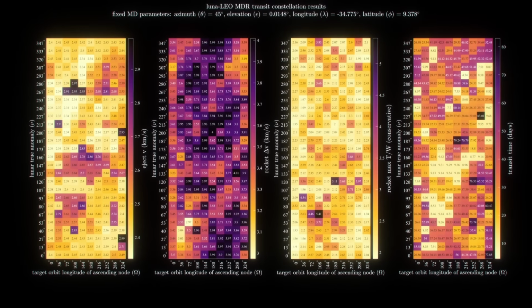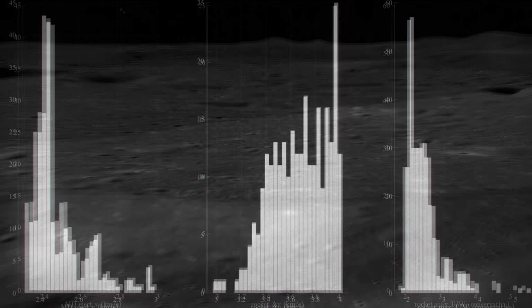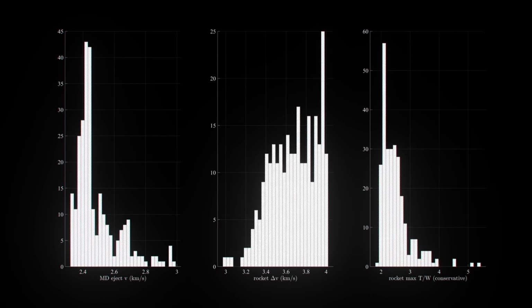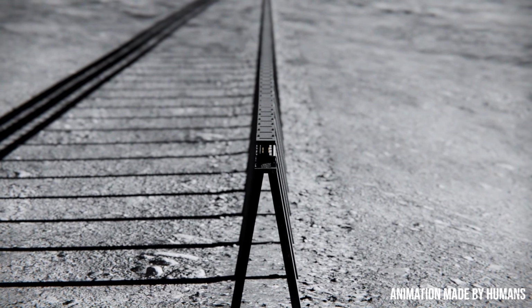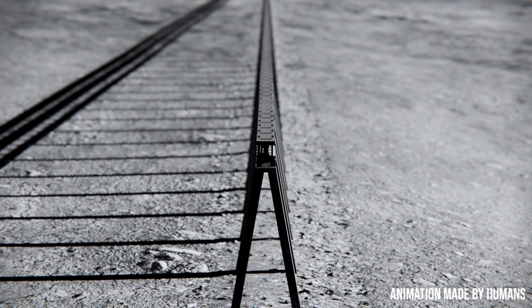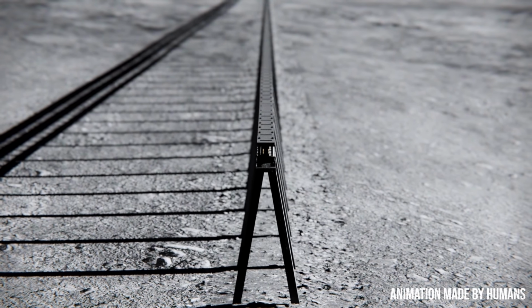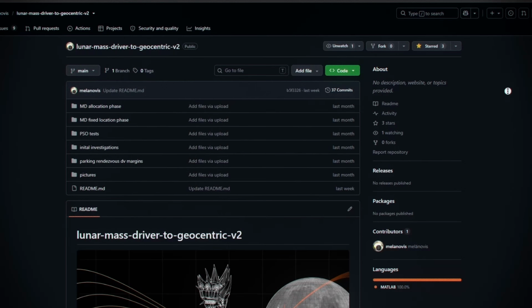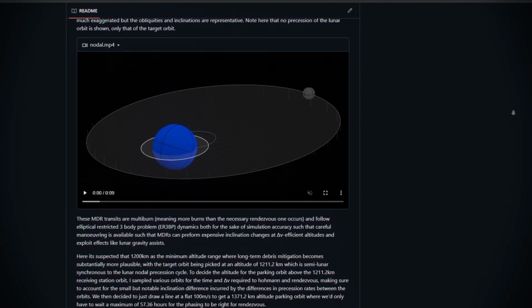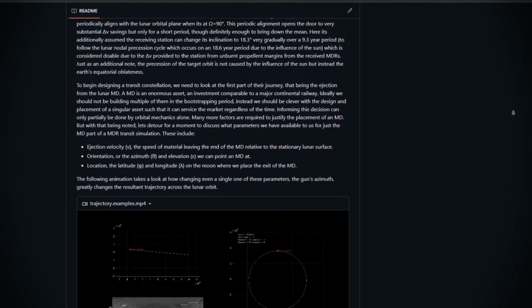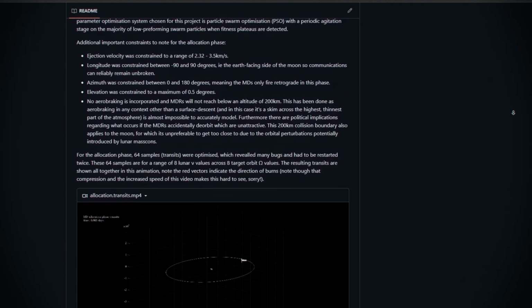The result is a candidate system with a specific destination, a specific launch site, defined delta V and thrust requirements, and a first estimate of the power, cadence, payload size, and throughput needed to continuously move lunar material into Earth orbit using a first-generation lunar mass driver. And we've made the data and code behind all of this open source and available on GitHub, so you can access it, inspect it, and run it yourself right now.